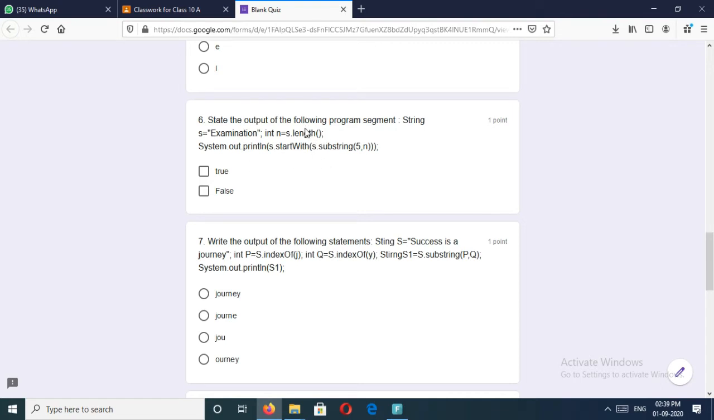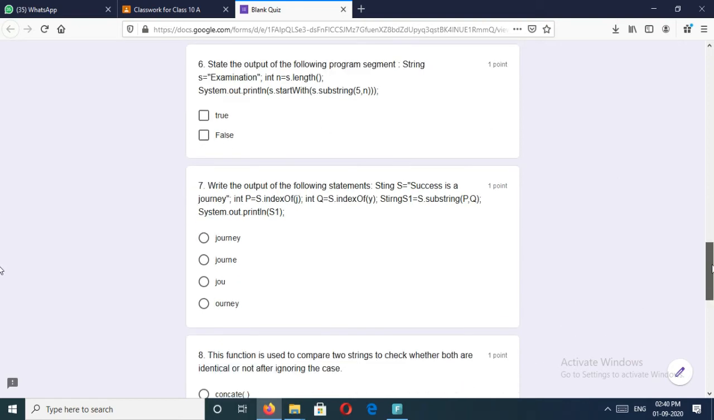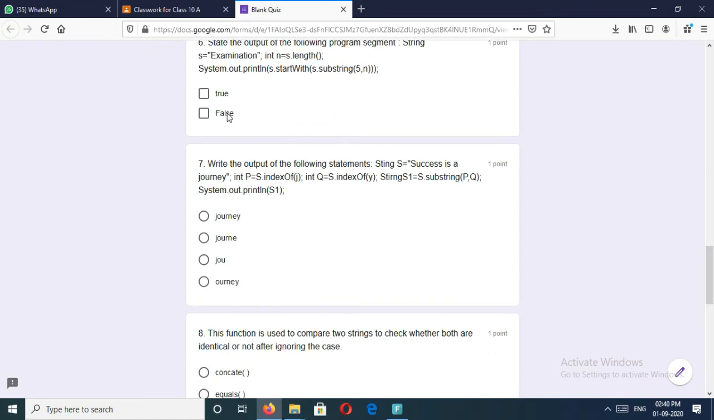Other than the length function, all functions start the count from 0. Only the length function starts the count from 1. And s.startsWith("nation") checks whether the string starts with nation; if so, the answer is true. But here it does not start with nation. This word starts with "exam". Because of that, the answer must be false. I think you all understood this one. The next one. Here false is the answer.